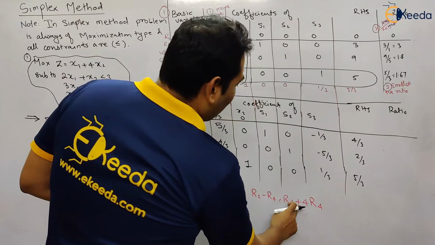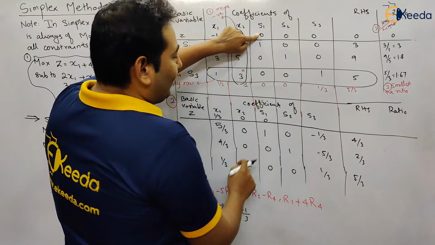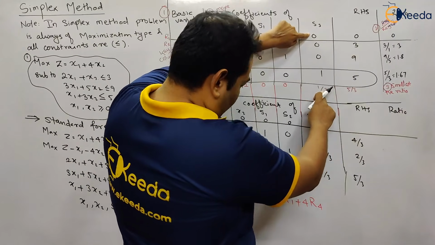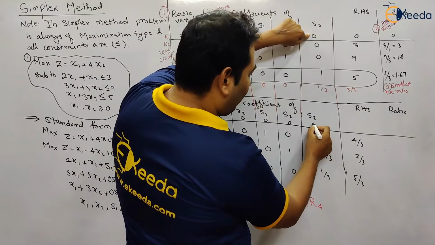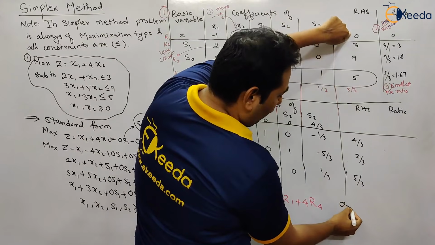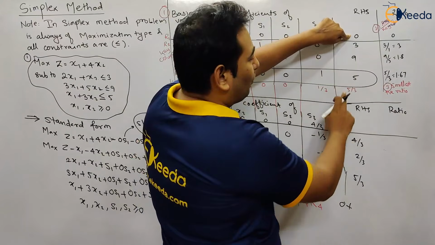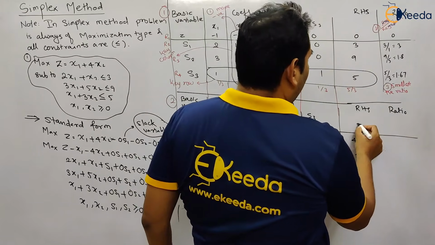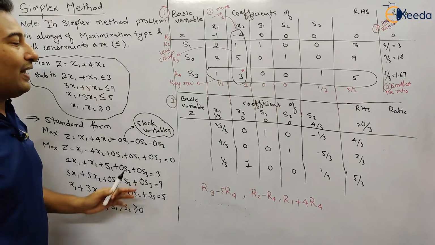Next, R1 plus 4 R4. So R1 here is 0, and this is also 0, so 0. Next, again 0 and 0, so that will be 0. Next here, R1 plus 4 R4, so 0 plus 4 into 1 by 3, so that is 4 by 3. And finally here, 0 plus R1 plus 4 R4, this is R1 and this is 4 R4, so that is 20 by 3. So this is your RHS. So we are ready with the table.